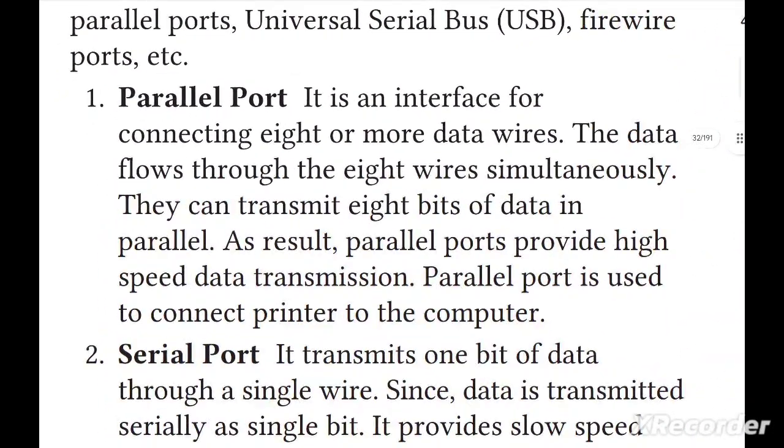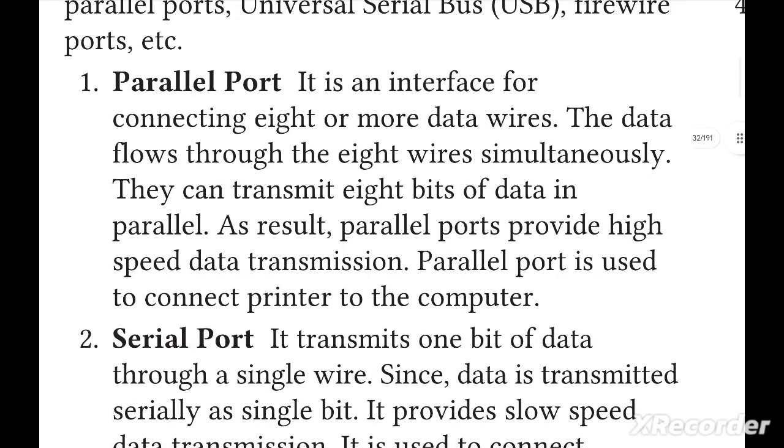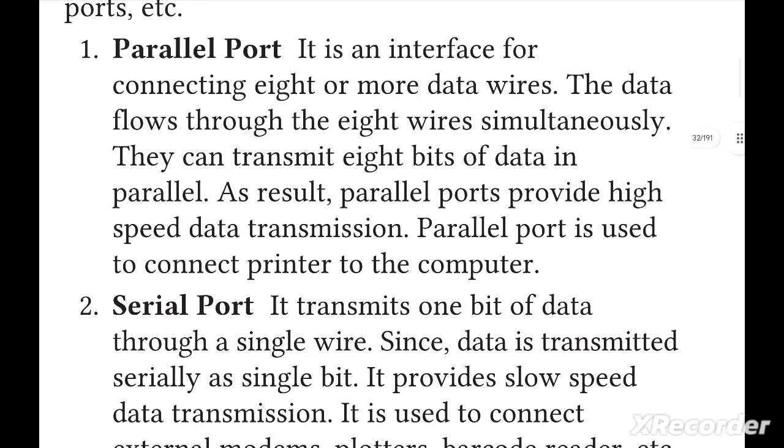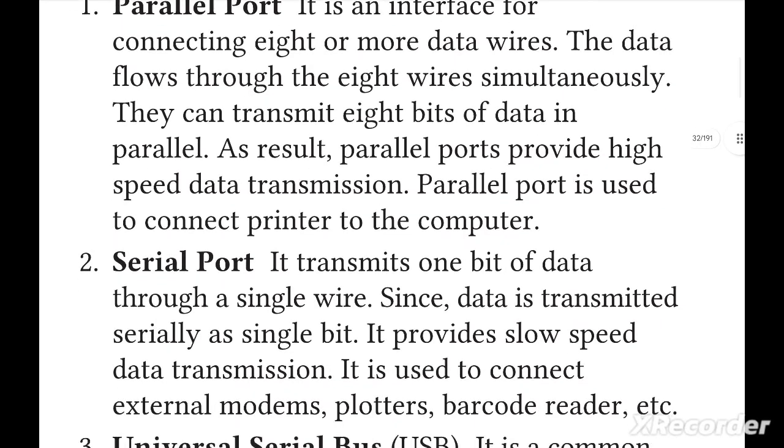It is an interface for connecting 8 or more data wires. The data flows through the 8 wires simultaneously. They can transmit 8 bits of data in parallel. As a result, parallel ports provide high speed data transmission. Parallel port is used to connect a printer to the computer.